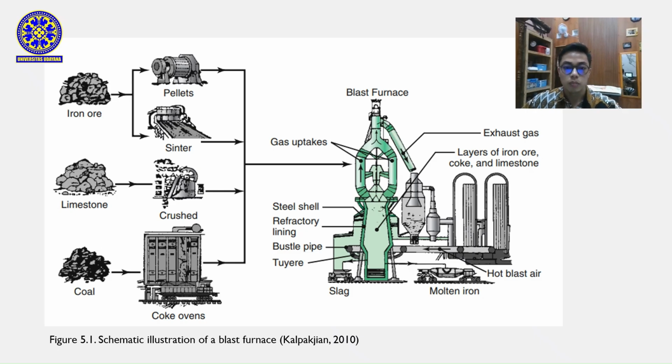This schematic shows the blast furnace used to produce pig iron. Iron ore, coke, and limestone are charged at the top, while hot air is blasted at the bottom. Coke acts as both fuel and reducing agent, producing carbon monoxide that reduces iron oxide to molten iron. The molten iron and slag collect at the bottom and are tapped out, while exhaust gases exit from the top. This process efficiently converts raw materials into iron for steel making.